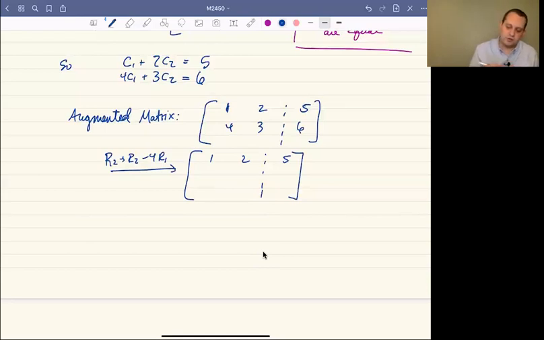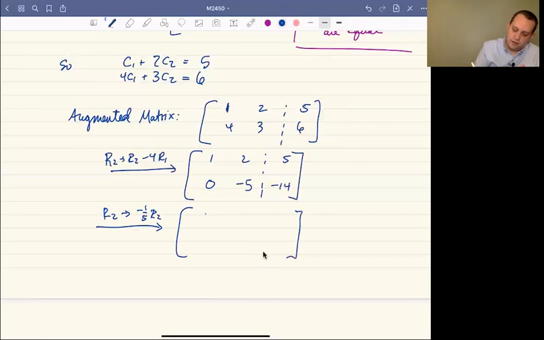Our new row 2 is going to be 0 by design. That's why we picked minus 4 row 1. And then let's see, minus 4 times 2 is negative 8, plus 3 is negative 5. And then negative 20. So negative 4 times 5 is negative 20, plus 6 is negative 14. And so from there, what we can do is take row 2 and multiply by negative 1/5.